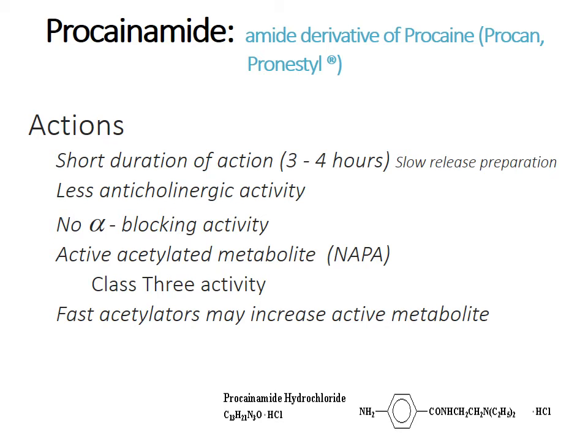And so it's an active acetylated metabolite that actually has some class 3 activity, so it'll have some ability to block potassium channels as well. For patients who are fast acetylators, remember that some patients will be slow acetylators, some will be fast. You can actually see that if they're fast acetylators, they'll have an increased proportion of this NAPA being produced, which can potentially lead to some issues with arrhythmias and whatnot.